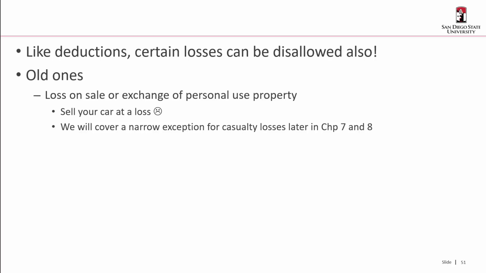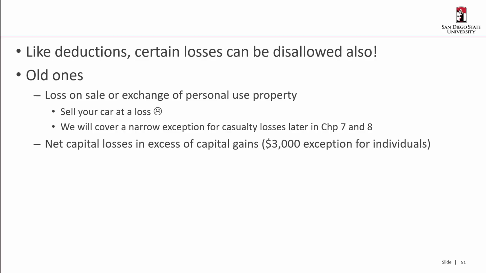Now, there is a narrow exception for casualty losses. We'll do that when we get to chapters 7 and 8. It is even more narrow than it used to be. We also covered net capital losses in excess of capital gains, right? A net capital loss is when your capital losses exceed your capital gains. But we know there's a $3,000 exception for individuals. They can actually go ahead and deduct $3,000.